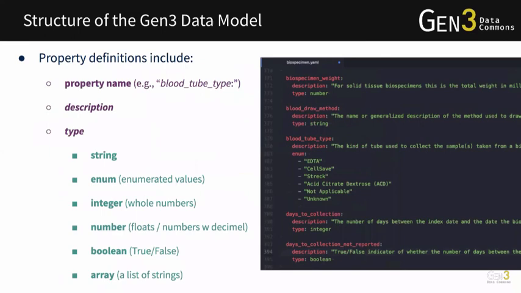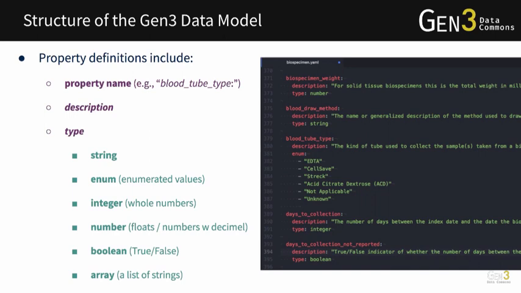Property definitions include a property name, the description of the property, and a type. In Gen3, the types that are allowed are strings, which is any alphanumeric string, and enumeration, which is a type of string that only accepts particular values. On the right, you can see the example blood tube type. It's an enumeration, and it accepts EDTA, STREC, not applicable, unknown, etc.